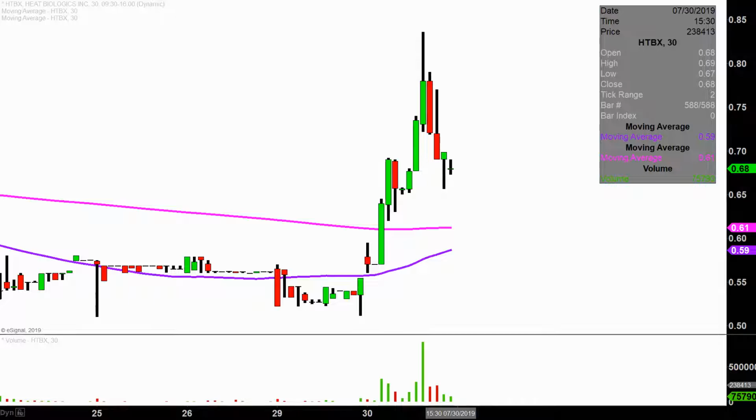Pretty eventful day today, not only from the price action perspective, but you look down here at the volume and it's well above average volume on the day. So a lot of eyeballs on it. So let's map out some areas of support and resistance going forward.